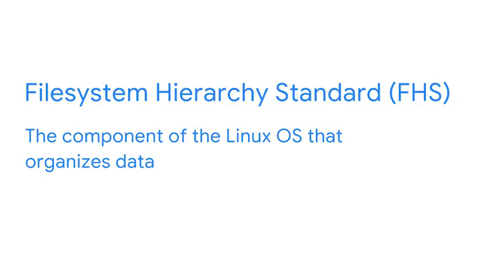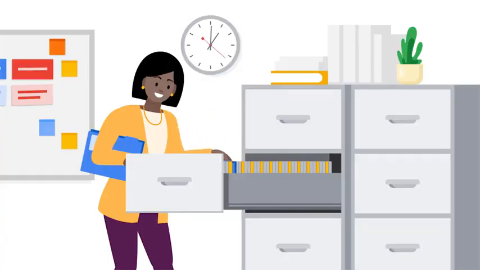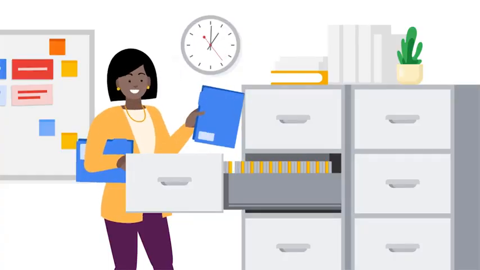Another element of the architecture of Linux is the File System Hierarchy Standard, or FHS. It's the component of the Linux OS that organizes data. An easy way to think about the FHS is as a filing cabinet of data. The FHS is how data is stored in a system. It's a way to organize data so that it can be found when the data is accessed by the system.